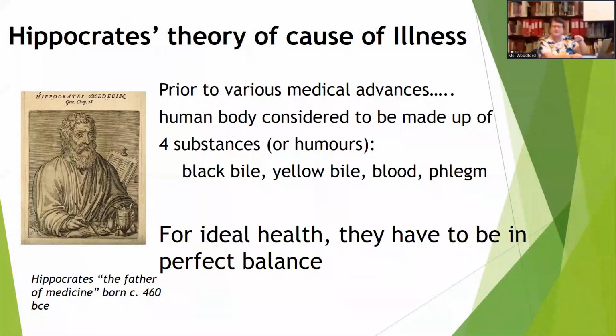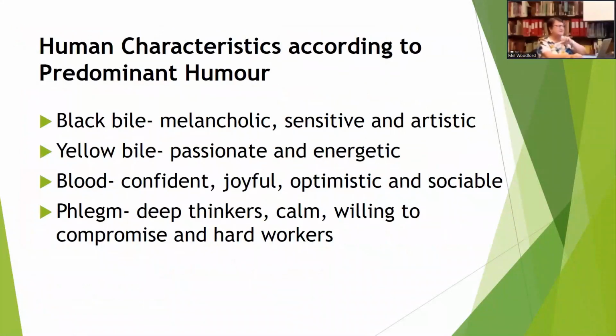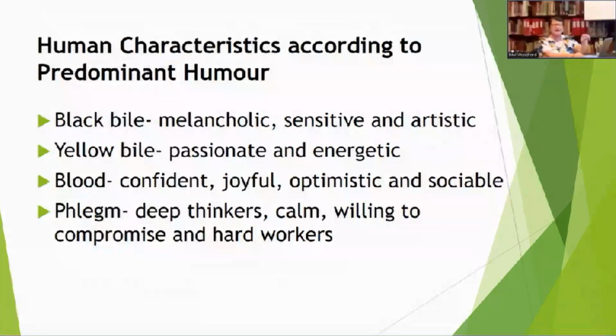So prior to various medical advances, some of which we're going to talk about tonight, Hippocrates felt the human body consisted of 4 substances or humours, and you've probably heard of them: the black bile, the yellow bile, the blood and the phlegm. And for ideal health, they have to be in perfect balance. And you had human characteristics.